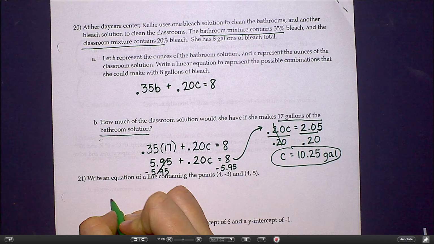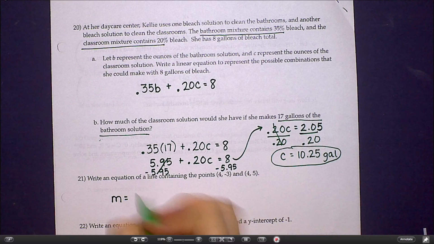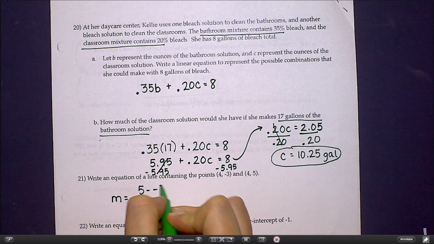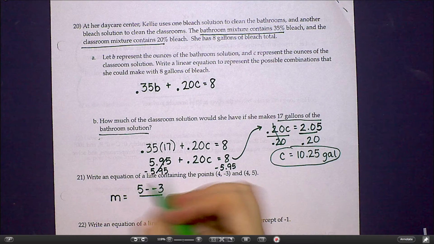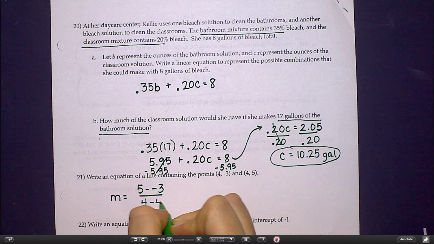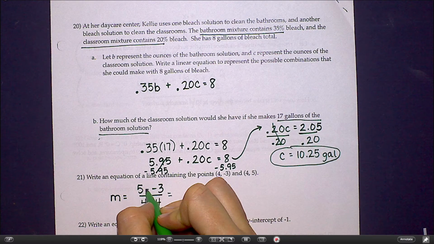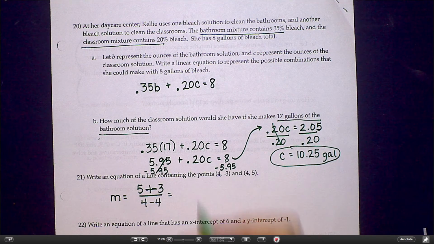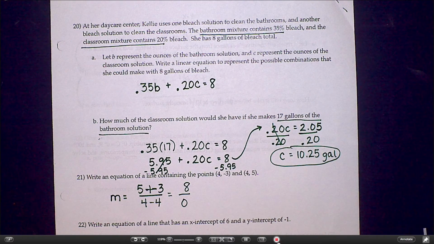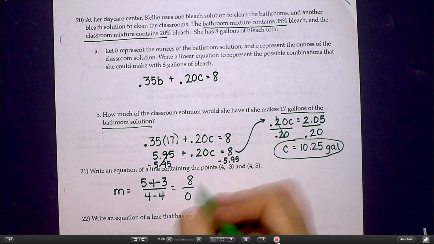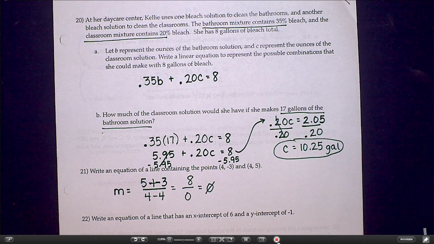So, the first thing I know I need is a slope. So I would do 5 minus negative 3 over 4 minus 4. That leaves me with, remember 5 minus negative 3 is really like 5 plus 3. So that leaves me with 8 over 0. And hopefully that jumps out at you. 8 over 0 is undefined. So that means my slope here is undefined.